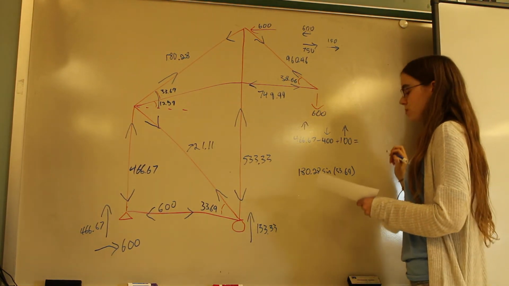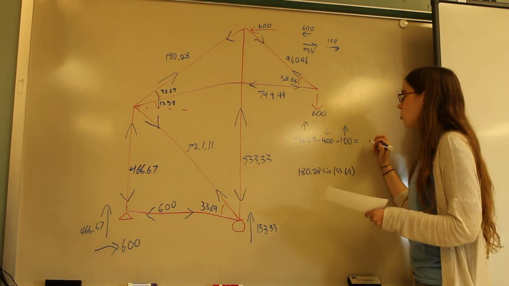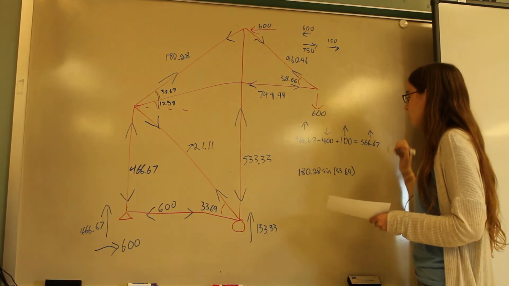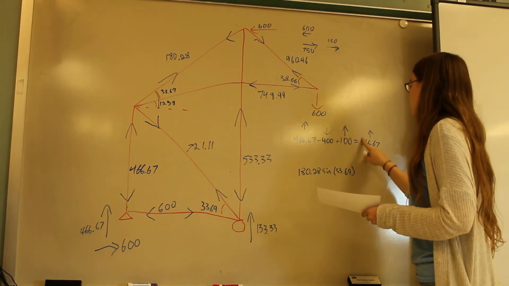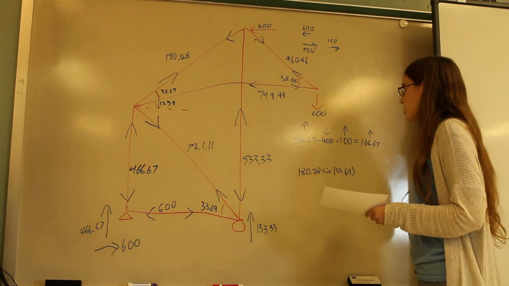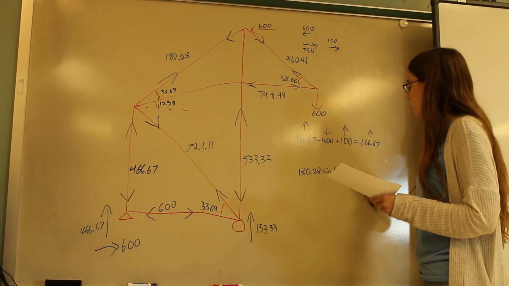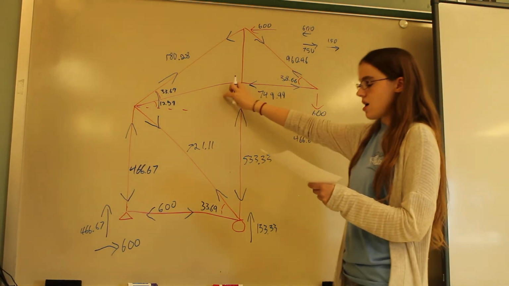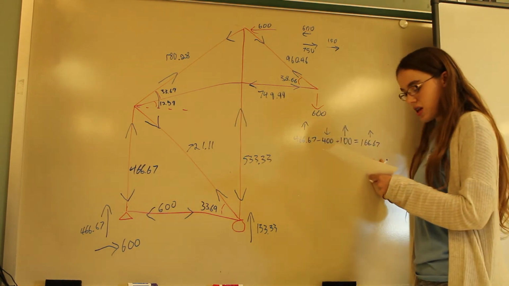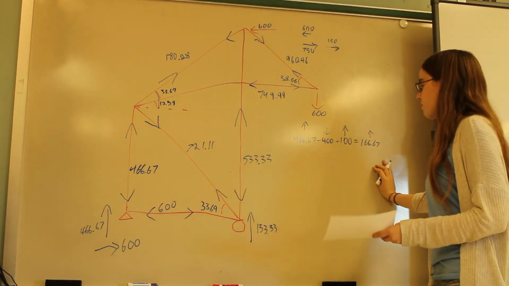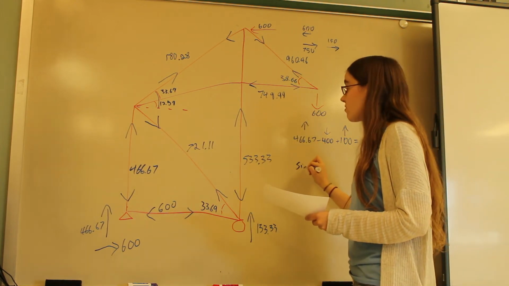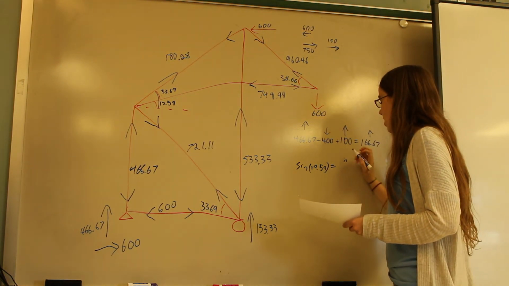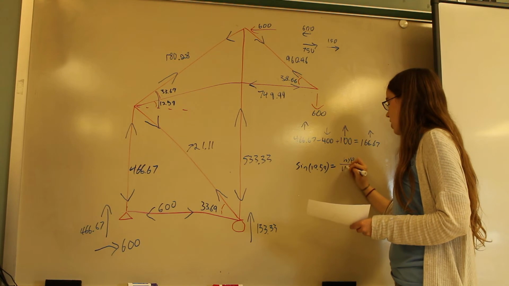And so this is going to be equal to a total amount of force of 366.67 up. No, sorry, 166.67 up. So now we know that this beam has to have a y component of 166.67 up. And so the sine of its angle, which is 12.59, is going to be equal to its desired y component over the value of its hypotenuse.